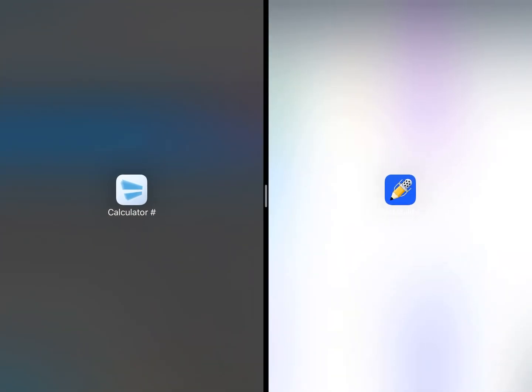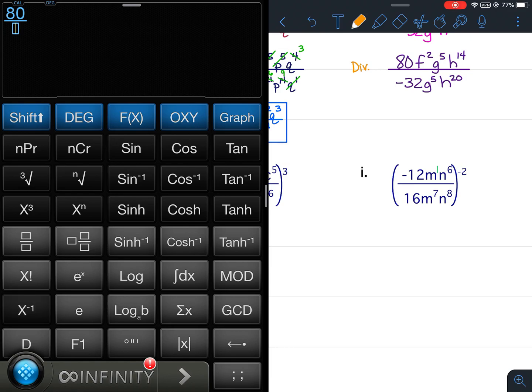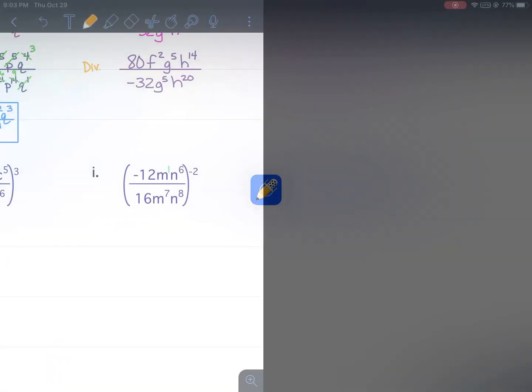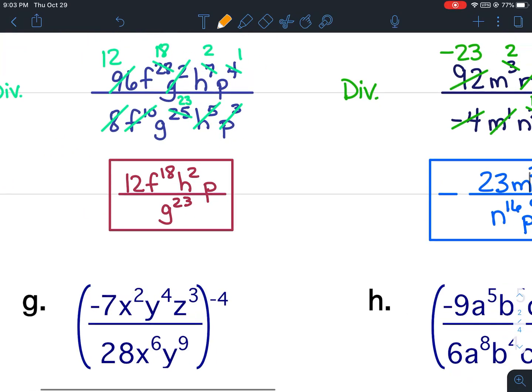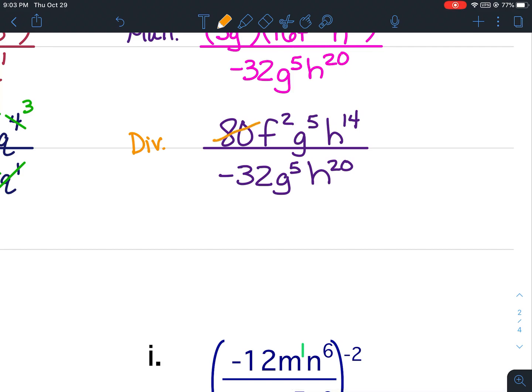Remember, when you're doing your coefficients, when you're simplifying them, you want to put it in as a fraction. So 80 over negative 32, which is negative 5 halves. So I'm going to put the 5 in the numerator, and I'm going to put negative 2 in the denominator. If you put the negative up with the 5, it doesn't matter.